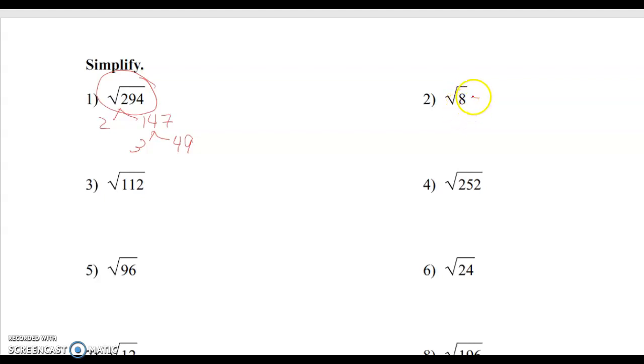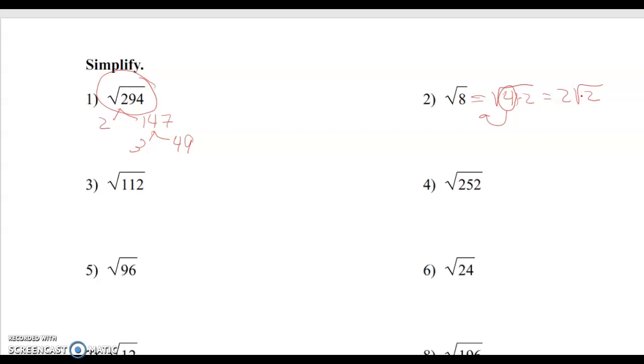Over here, the other way I see teachers teach it, especially with simpler numbers like this, we can break this up into 4 times 2. 4 is a perfect square. That means the 4 can come out, but the square root of 4 is 2, so we're left with 2 root 2.